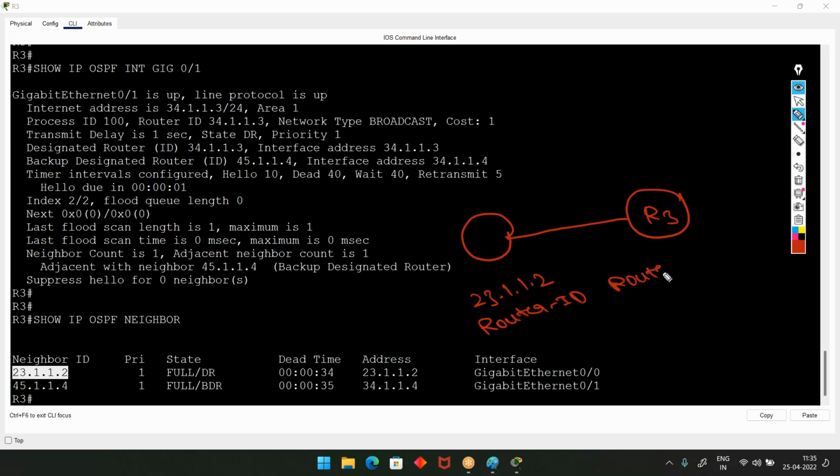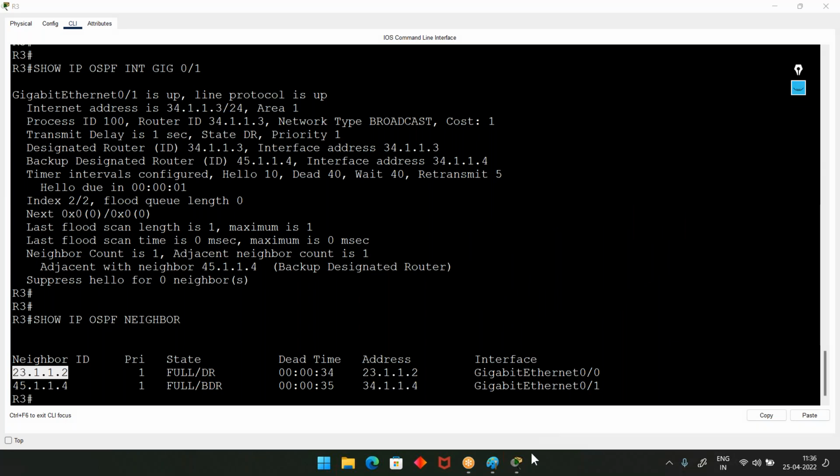It is not an IP address here. It is a router ID. It is a neighbor router ID. Getting the point here? Yes, sir. It's not an IP address here.